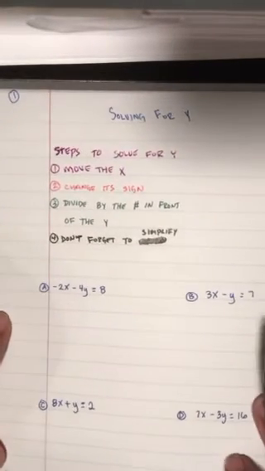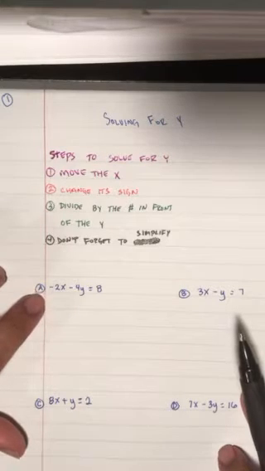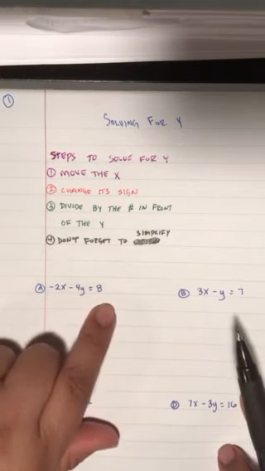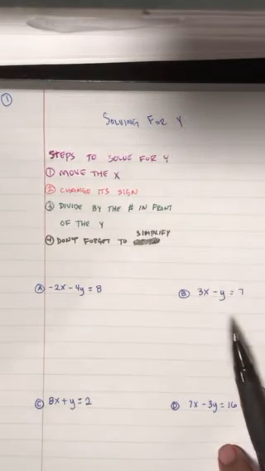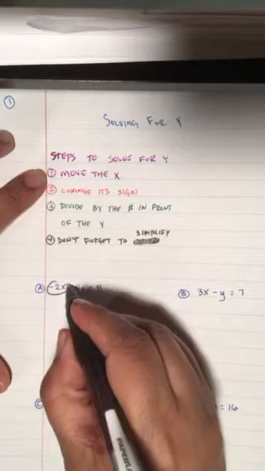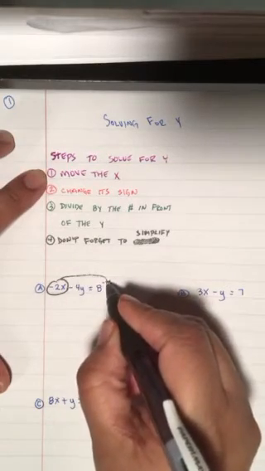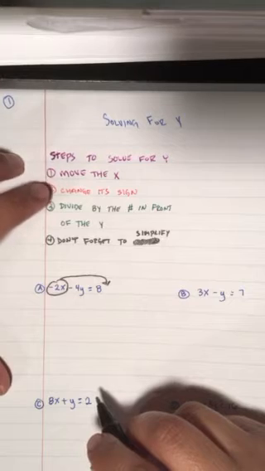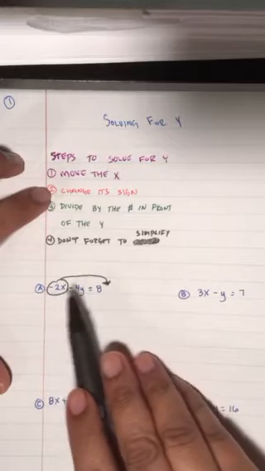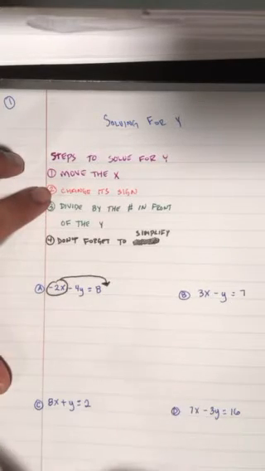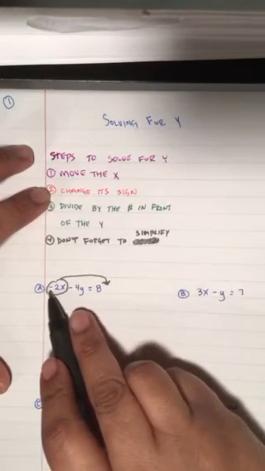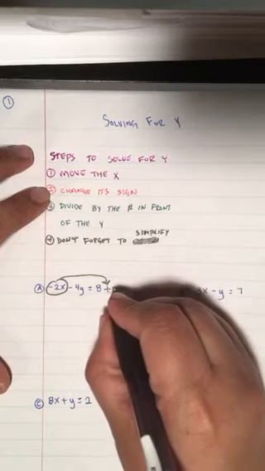Okay, so letter A. The problem reads, negative 2x minus 4y is equal to 8. So we're going to follow these steps. Step 1 says to move the x. So I'm going to circle this negative 2x and I'm going to switch it to the other side. When it goes to the other side, it has to change. That's kind of like when you add a number, or if the number's a subtraction, you have to add it to the other side, or if it's addition, you have to subtract. So this is why you have to change the sign. Here it's a negative number, so on this side it becomes a positive.